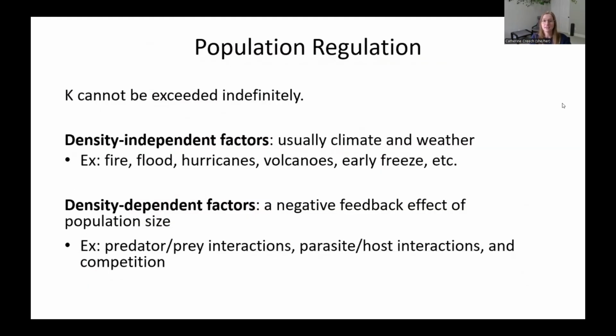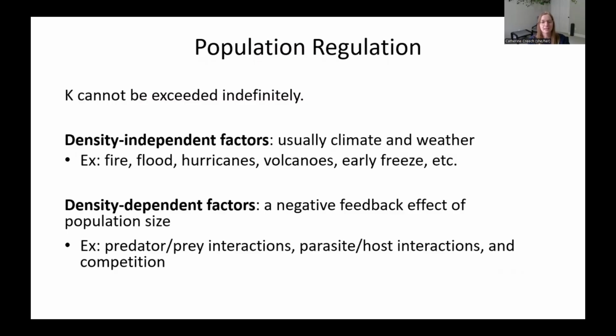Now, what keeps organisms at K? There's a couple things. We have density independent factors and we have density dependent factors. Density independent means it doesn't matter how many organisms are in your population. What matters is the environment around it. Is there a flood? Is there a freeze? Is there a fire? Is there a volcano? Those are the kind of things that will decrease your population size and growth rate, but it's not dependent on how many individuals there are.